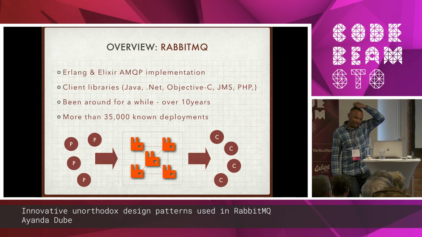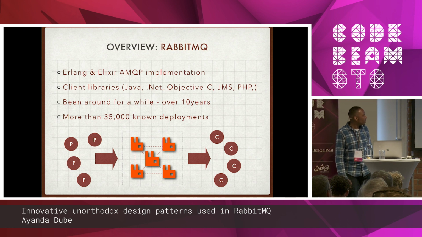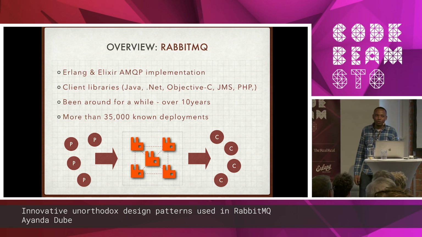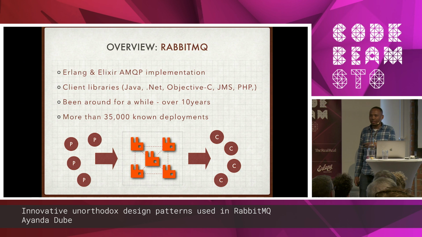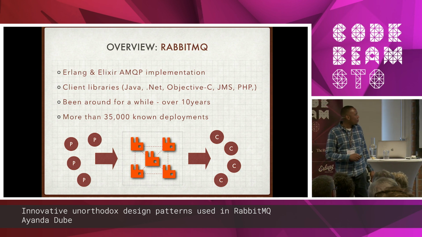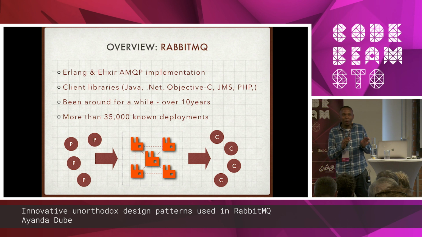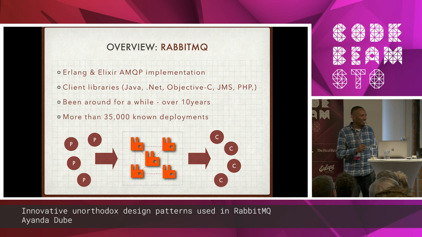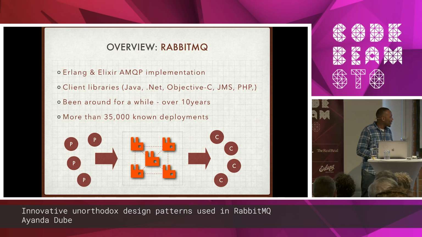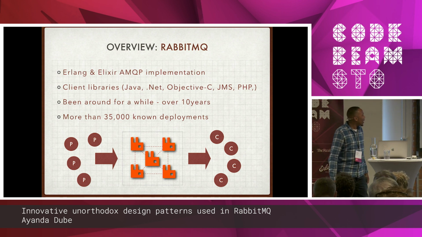All right. So my talk is about some design patterns which we find in Rabbit, which I think are useful and can be reused in other Erlang applications and Elixir applications. The title of the talk was Innovative, Unorthodox, blah, blah, blah. I removed the innovative because I'm not sure what you guys are going to think about this. So it's up to you to decide whether it's innovative or not. But anyway, a quick overview on Rabbit.